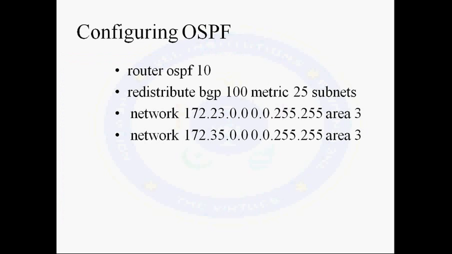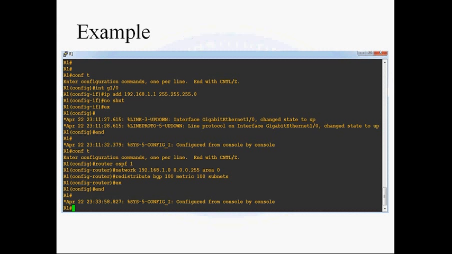Configuring the open shortest path first protocol. First I have to give the router OSPF command, and 10 is the process ID for that router. The redistribute command is used to make communication between different protocols. And network ID, we have to assign the network ID for making the convergence. This is the example for implementing the open shortest path first protocol.